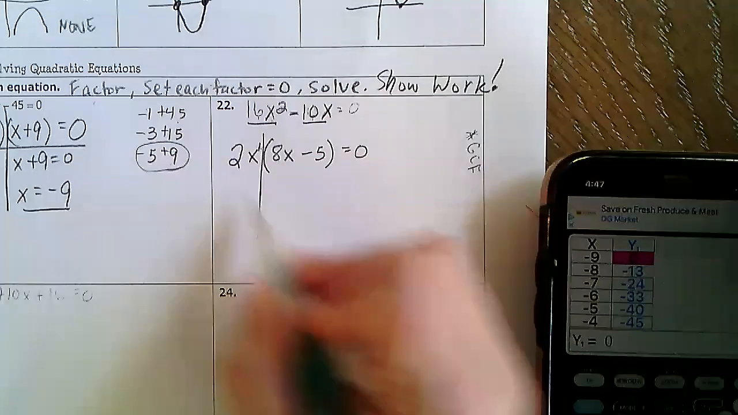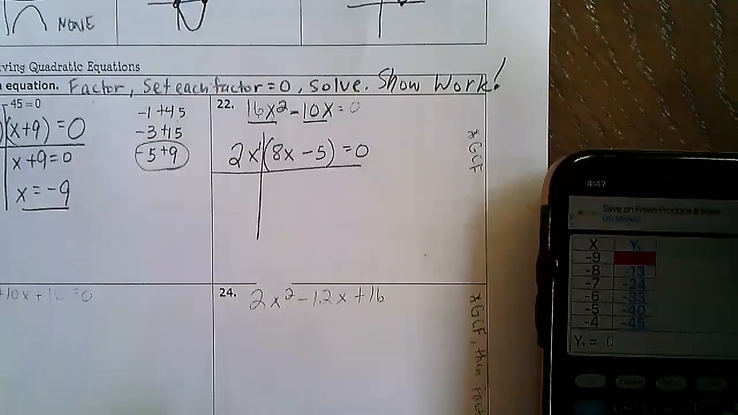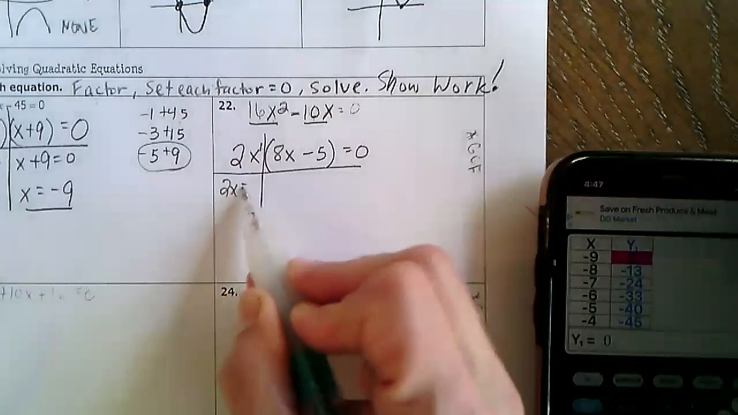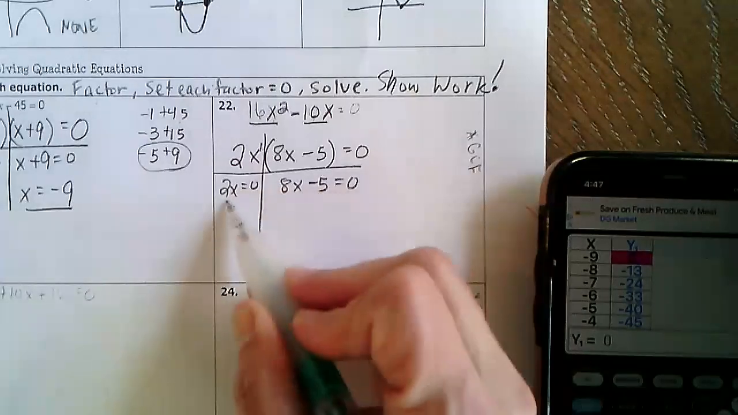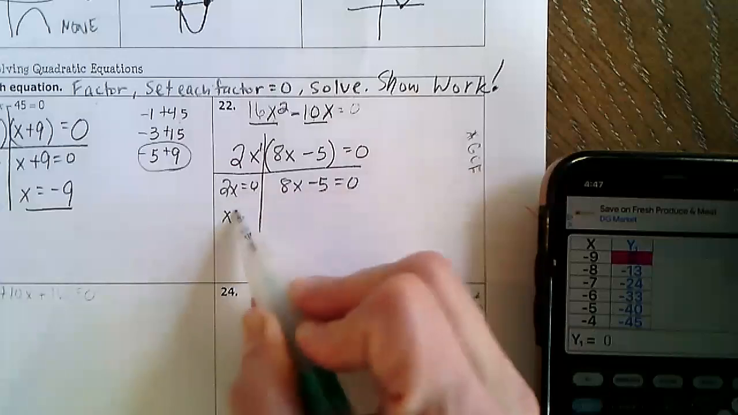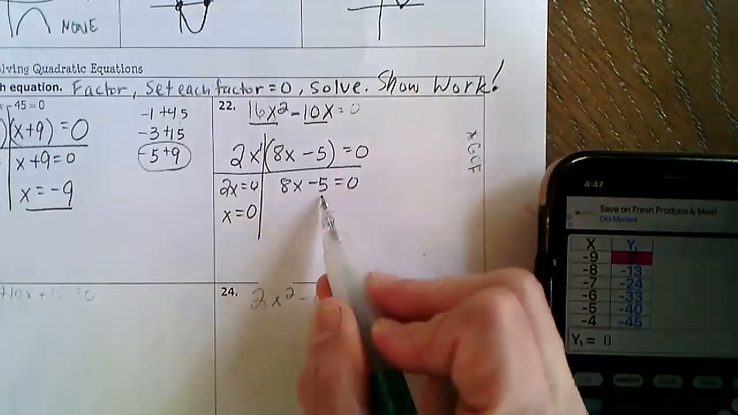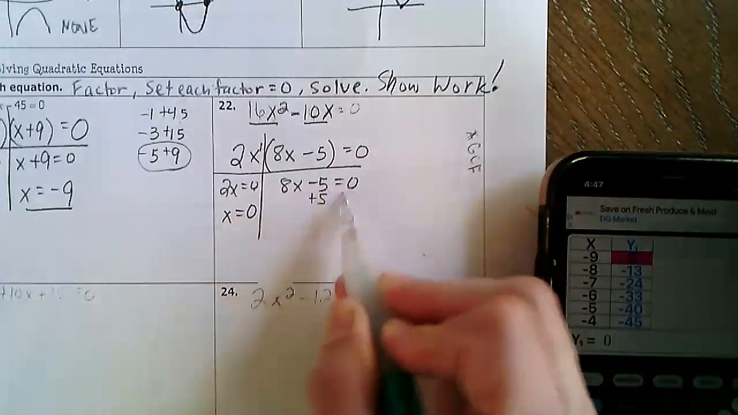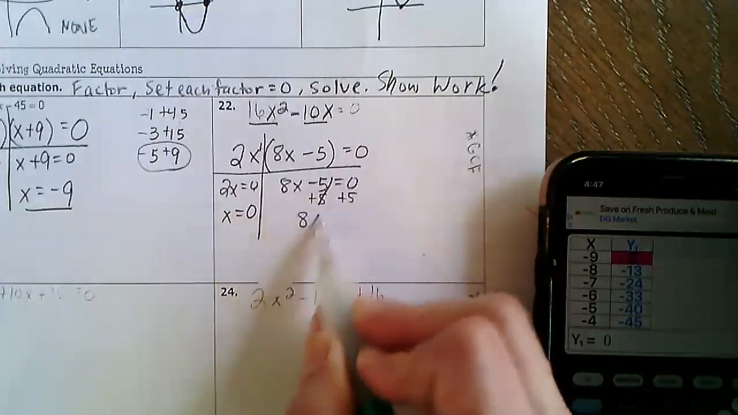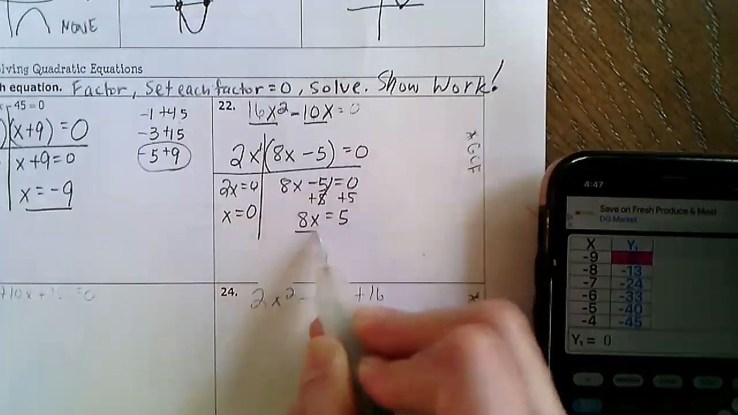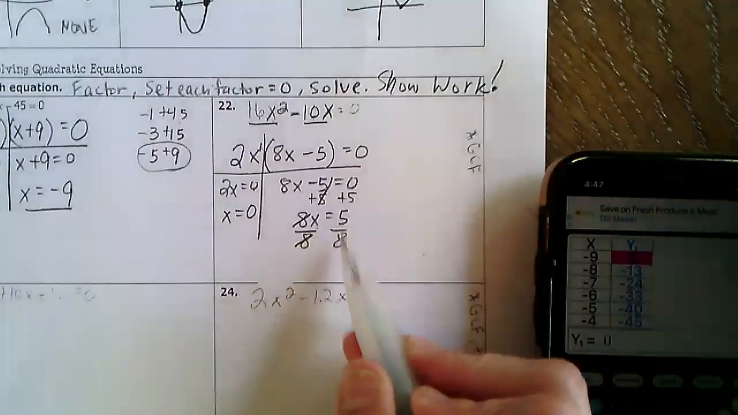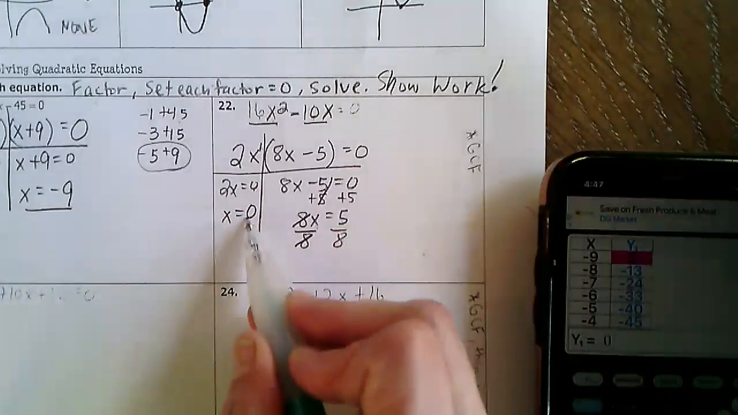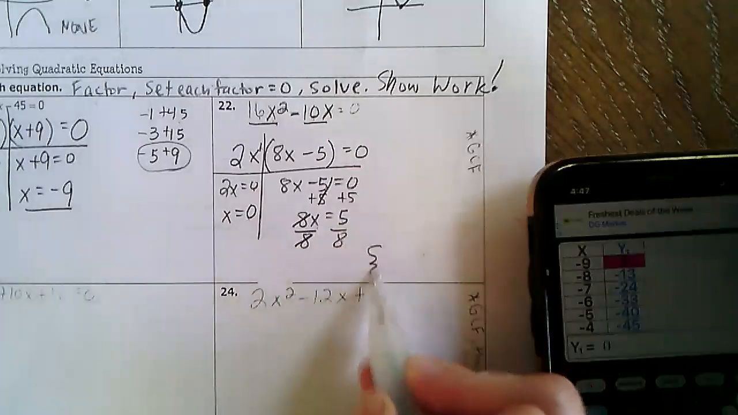Now just set each of those equal to 0, and that would be 2x equals 0, 8x minus 5 equals 0. Divide by 2, and x equals 0. Okay, to solve this, we're going to add 5, divide by 8, and x equals 5/8. So your two answers are 0 and 5/8.